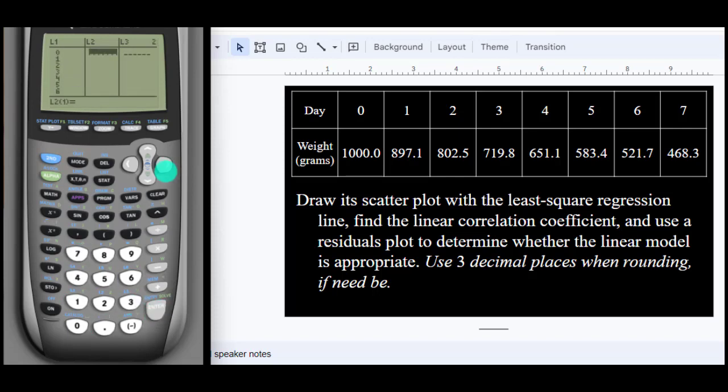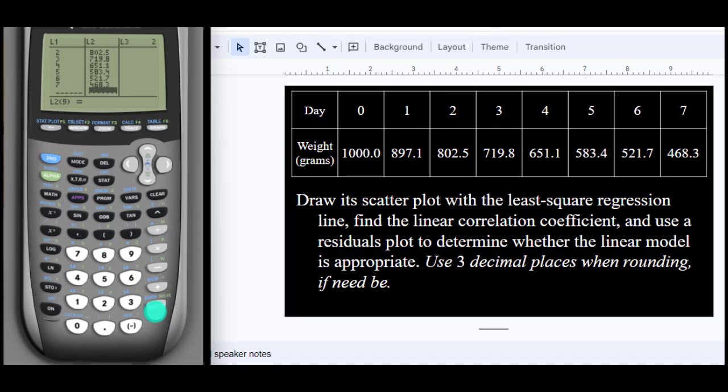And then we'll enter the values for the weight. 1,000, 897.1, 802.5, 719.8, 651.1, 583.4, 521.7, and 468.3. So those are our data points.